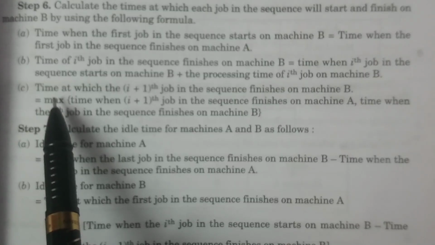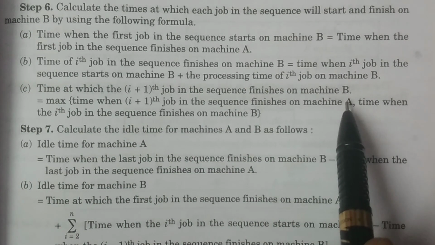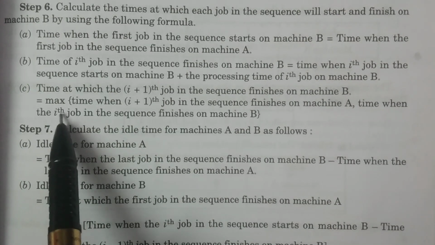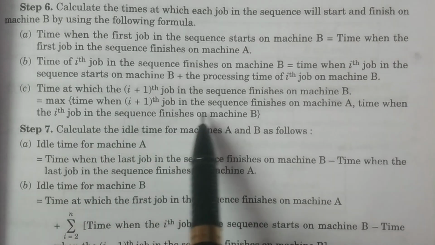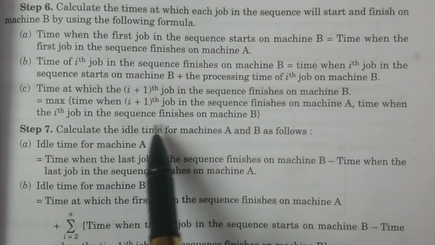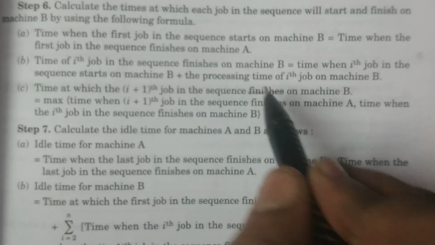The third one: the time at which the (i+1)th job in the sequence starts on machine B is nothing but the maximum of the time when the (i+1)th job in the sequence finishes on machine A and the time when the ith job in the sequence finishes on machine B. It is not finishes, it starts.